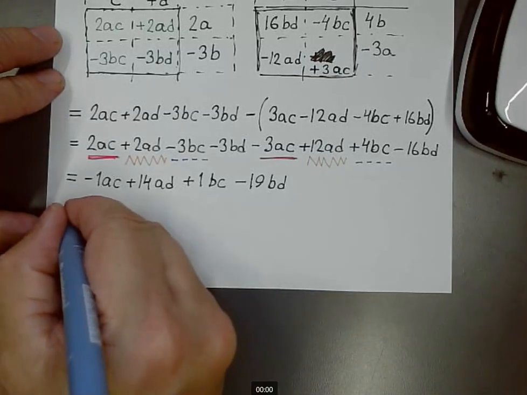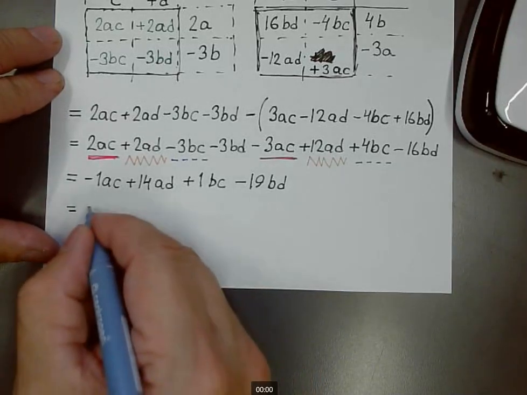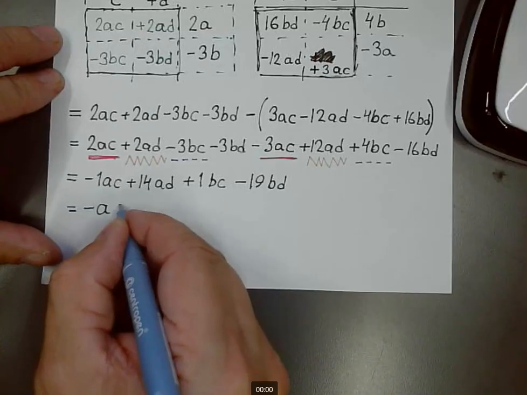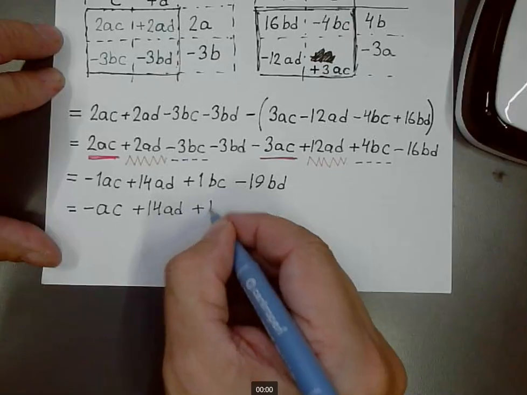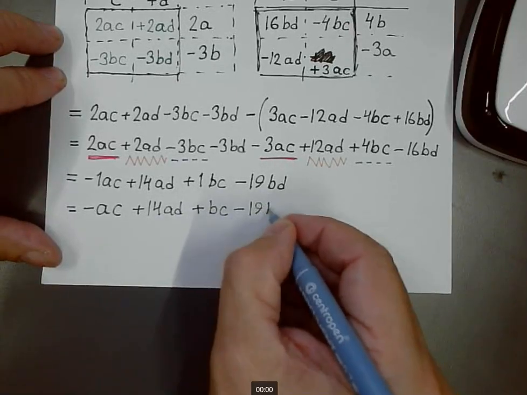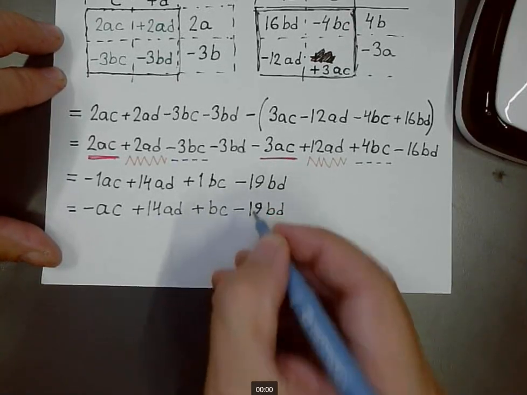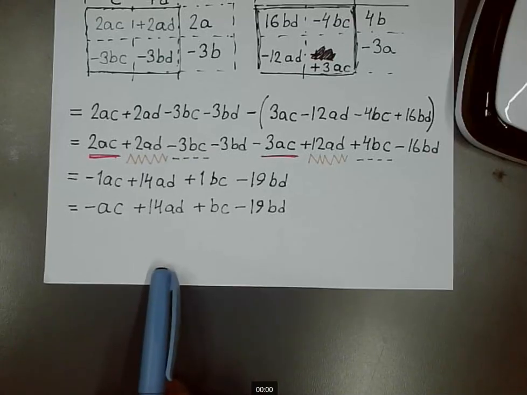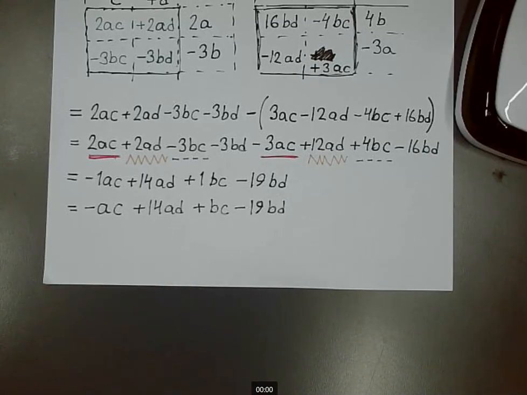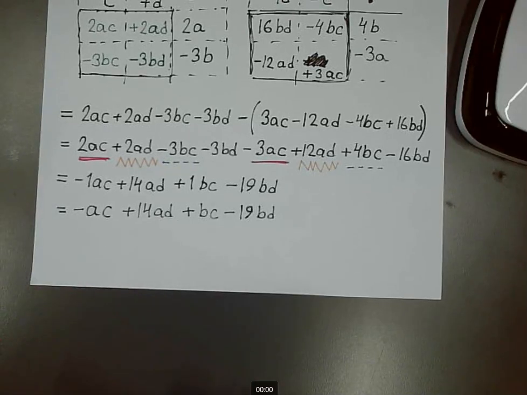Number one here, it is not necessary to write there, so it is okay to write this minus AC, 14 AD plus BC minus BD. The order of these letters is not important. I don't know why I got the feeling that this is not the correct answer. But probably it is. Let's live with this.